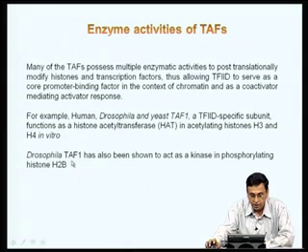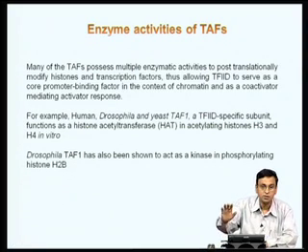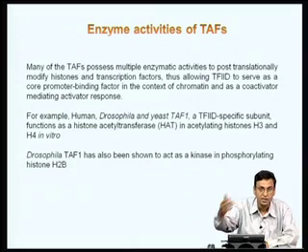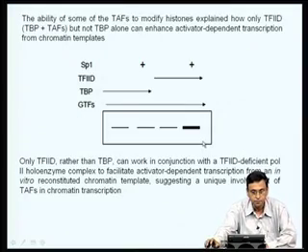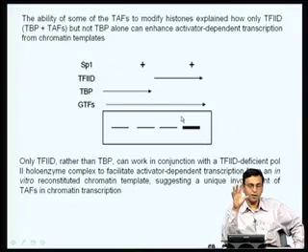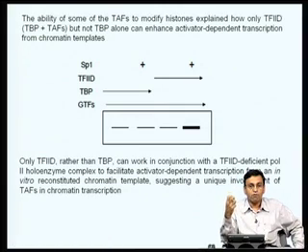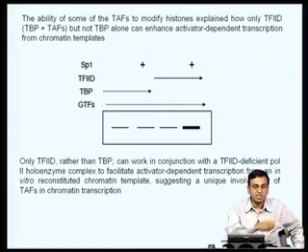Similarly, for example, TAF1 has also been able to act as a kinase by phosphorylating histones. So many of the TAFs can act either as histone acetylases or as kinases, by either acetylating histones or phosphorylating histones. This discovery now explained very clearly why certain TAFs are required for activation by certain transcription factors.